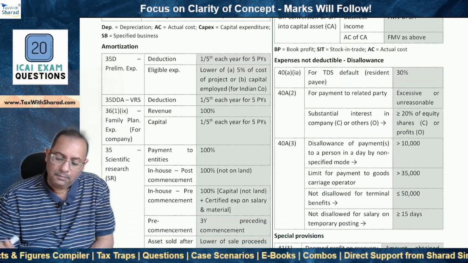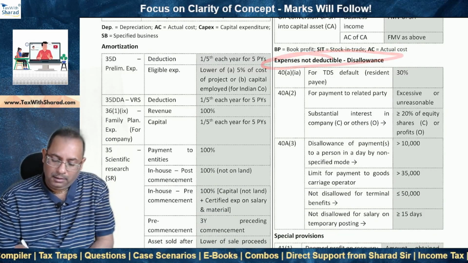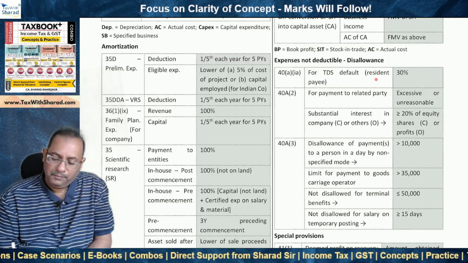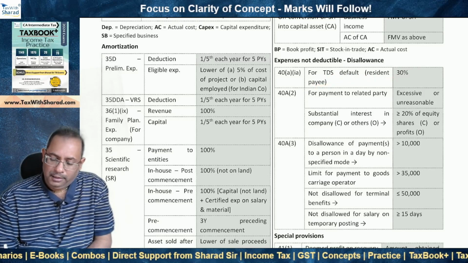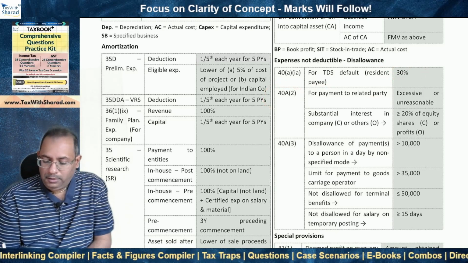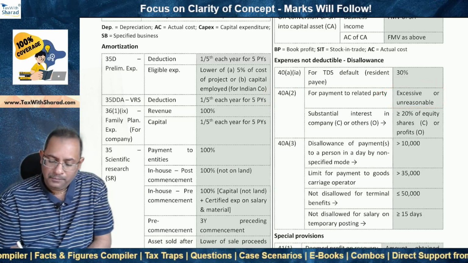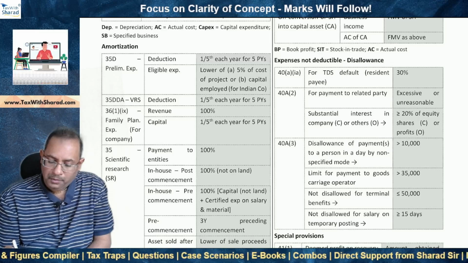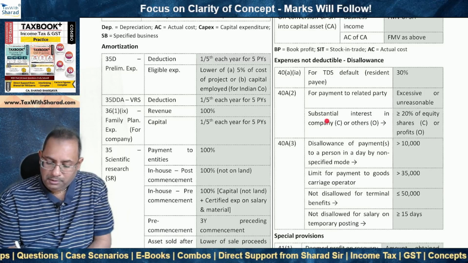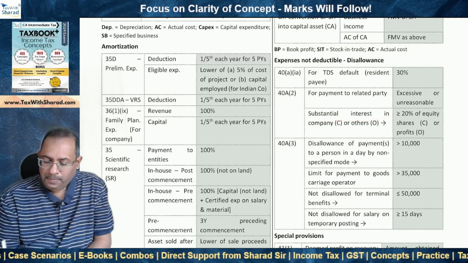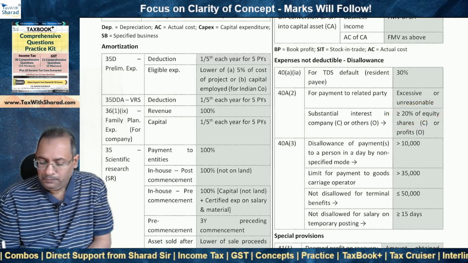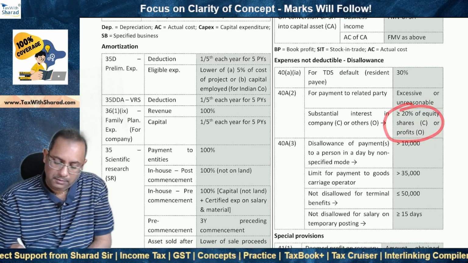Certain disallowances, meaning expenses are not deductible. Section 40A(1A) is for TDS default, where the payment is to a resident payee and the extent of disallowance is 30%. Section 40A(2) is for payment to related party and disallowance is to the extent the payment is excessive or unreasonable, and there is a definition of related party. One of the elements is that the person becomes a related party if the assessee has substantial interest, in case of a company where the assessee holds 20% or more of equity shares, in case of others where the assessee holds 20% of the profits.